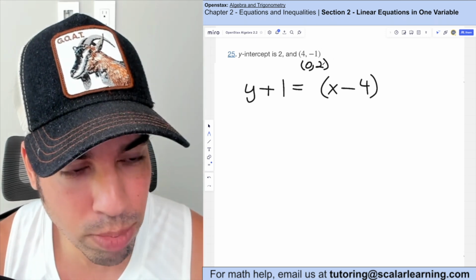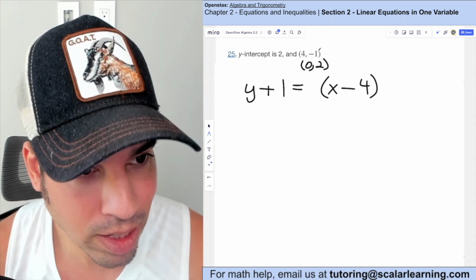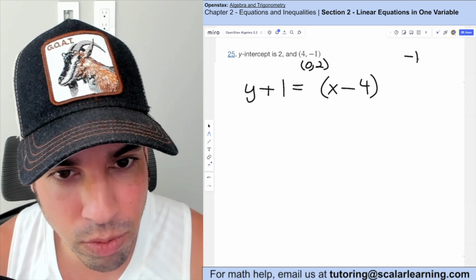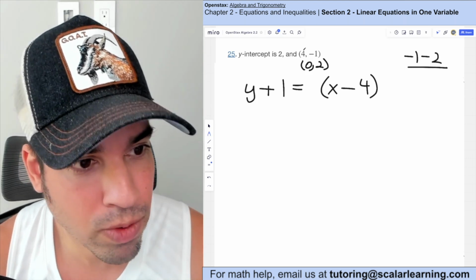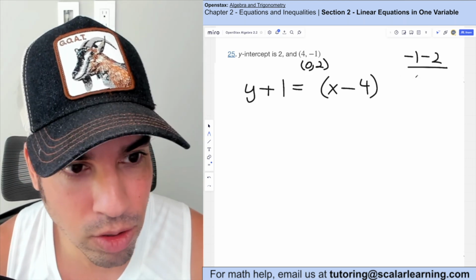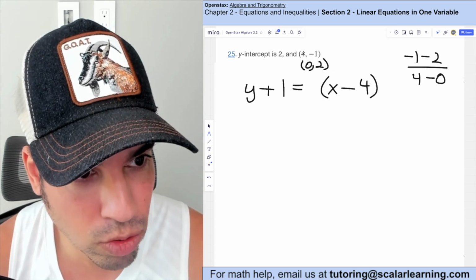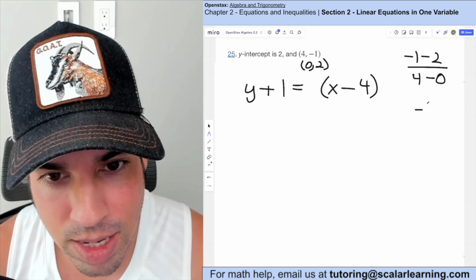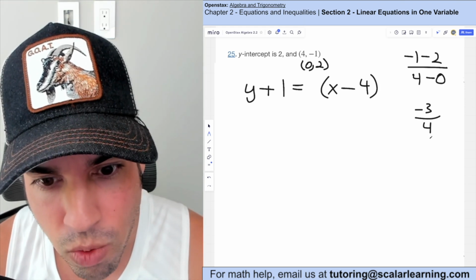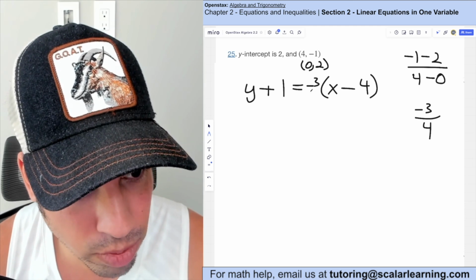Now, using 2 points, we can calculate the slope because I can subtract the y values, -1 minus 2, over the difference of the x values, 4 minus 0. You see, I'm just subtracting down. -1 minus 2, 4 minus 0. And that gives me -3 on top over 4. And there's my slope, -3/4.